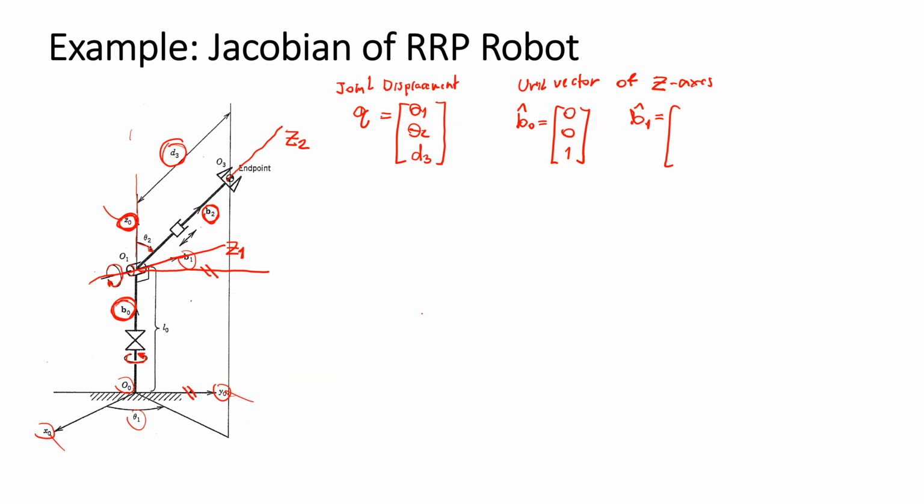It should be correct. If theta 1 is not rotated, z1 will be in the same direction as y0. But now theta 1 is rotated by theta 1.